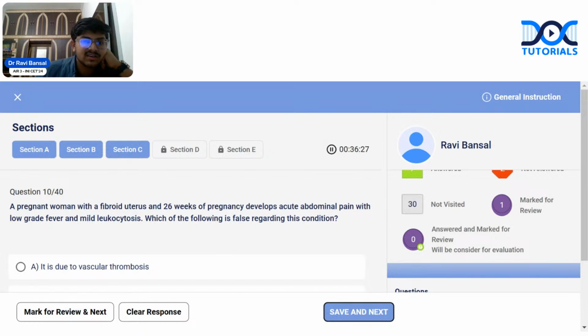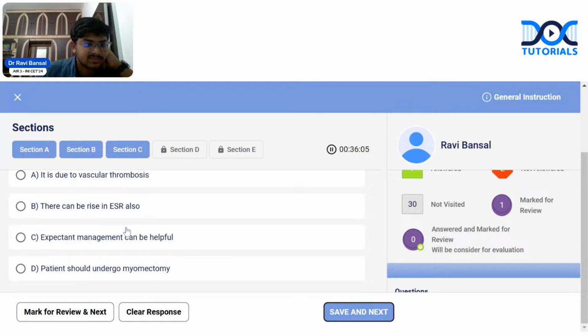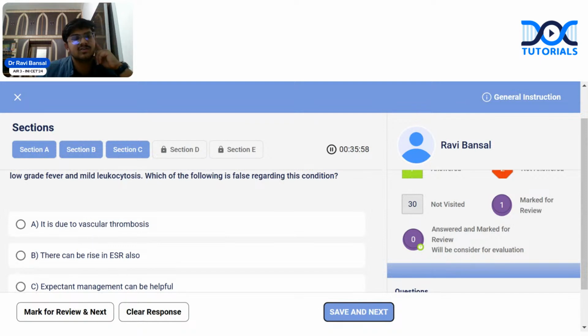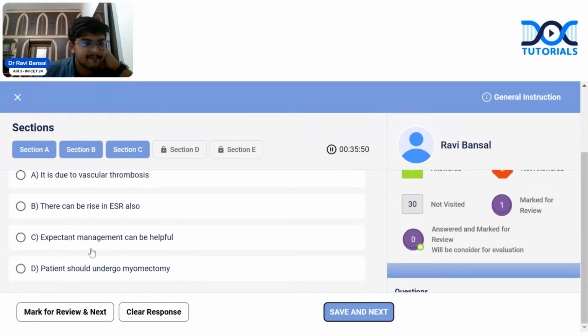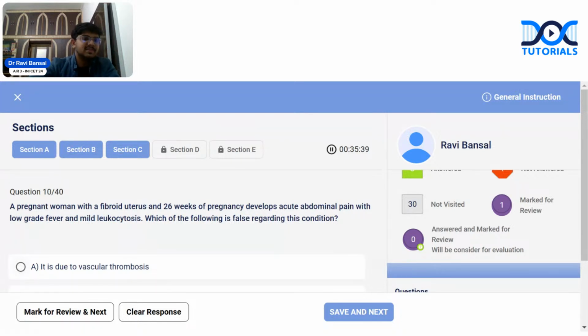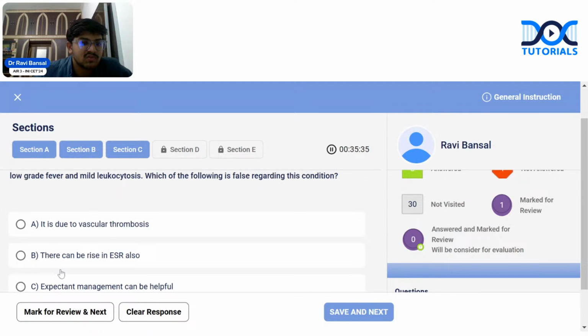Which of the following is false regarding the condition? A pregnant woman with a fibroid uterus and 26 weeks of pregnancy develops acute abdominal pain with low-grade fever and leukocytosis. So in pregnancy there is a fibroid, acute pain plus fever plus leukocytosis. So this is red degeneration of the fibroid. They are asking which is false about the condition. It is due to vascular thrombosis. Red degeneration occurs due to thrombosis, I'm not sure. There can be a rise in ESR. Obviously WBC and ESR, a mild elevation will be seen. Expectant management can be helpful. Patients should undergo myomectomy. No, we do not do myomectomy for red degeneration. It just gets resolved with paracetamol and painkillers. So there is no role of surgery for red degeneration.